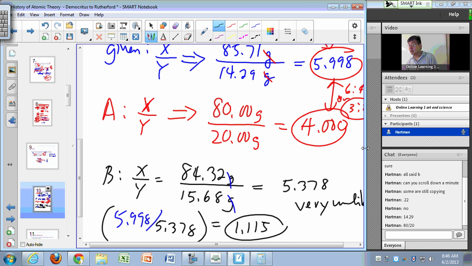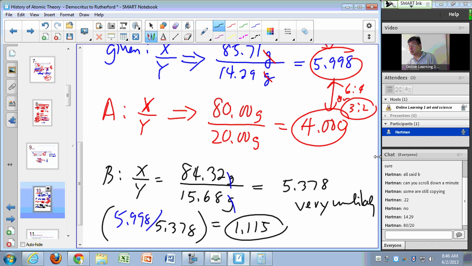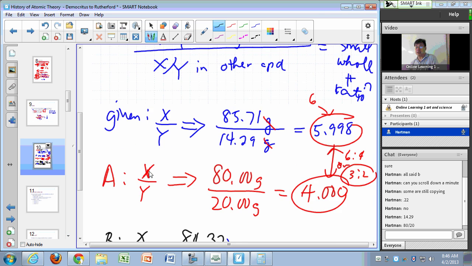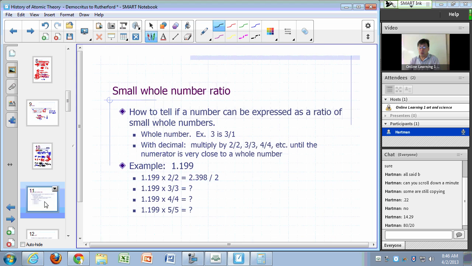Okay? So if you have two different compounds of the same two elements, the ratio of their mass ratios must be a small whole number ratio. So the correct answer here would be A. Okay? So you look at the ratio of ratios.